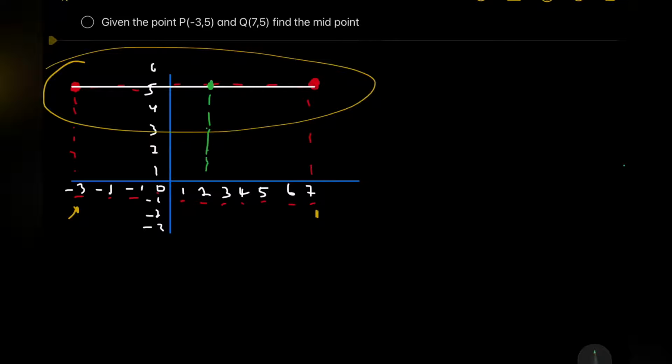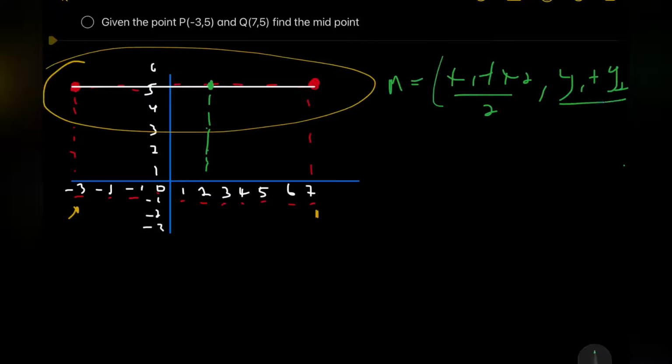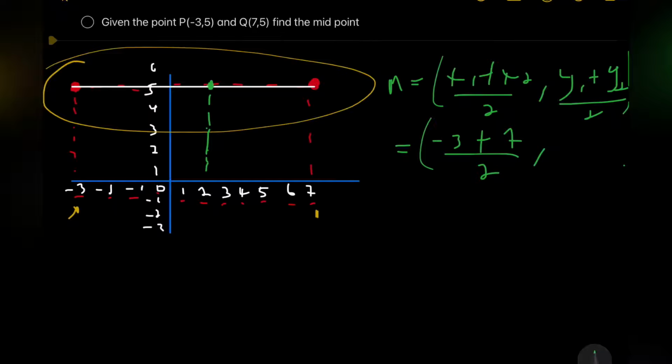Let's apply the midpoint formula to see if that's what we get. So the midpoint formula, M is equal to (x1 plus x2) over 2 and (y1 plus y2) over 2. From the coordinates given, we see that our x1 is equal to -3 and our x2 is equal to 7. Divide this by 2. Our y1 is equal to 5 and our y2 is also equal to 5, and we divide that by 2.